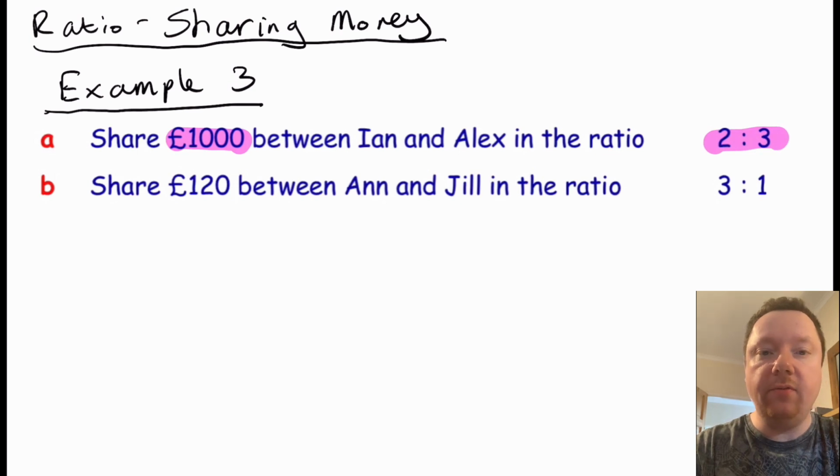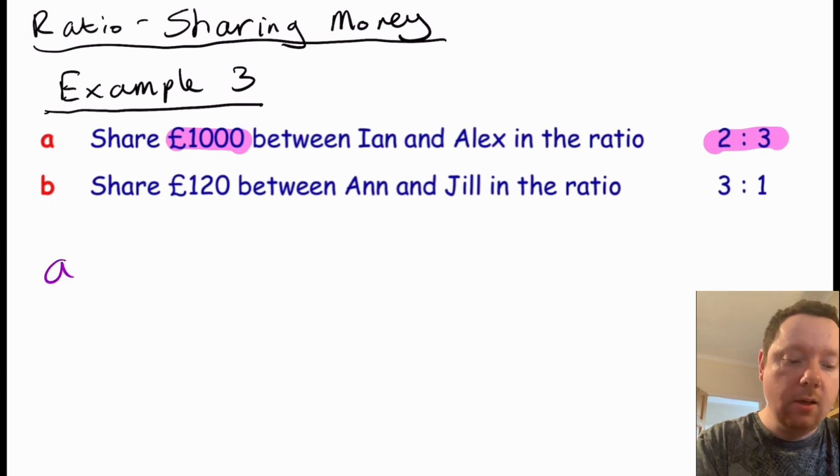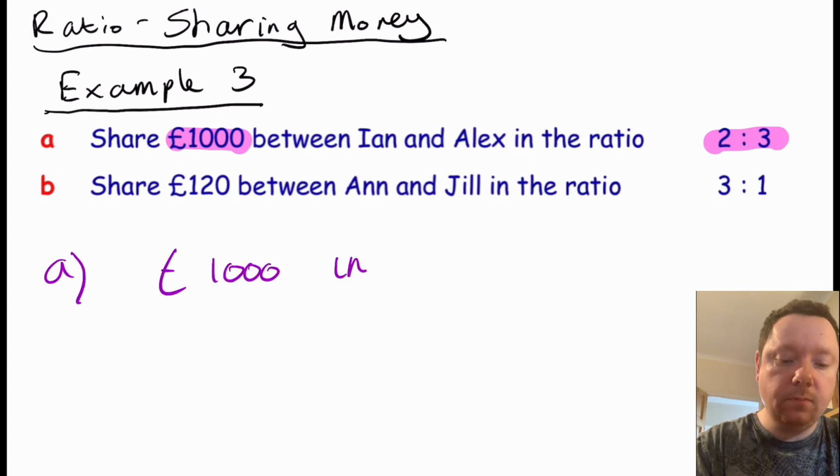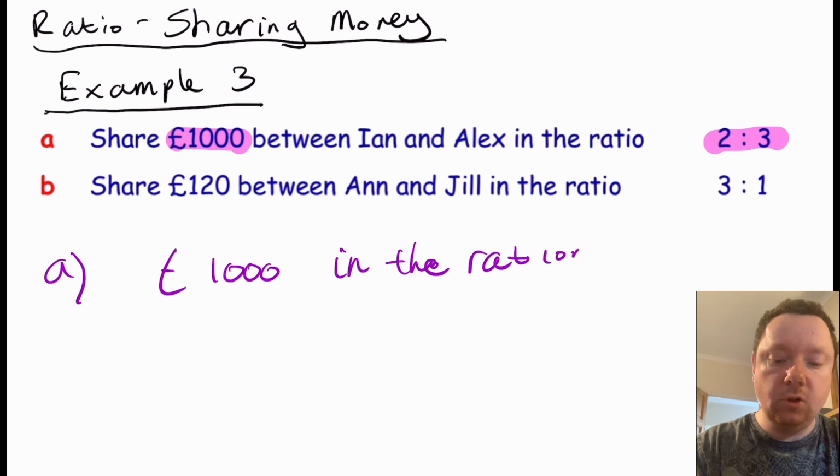So I've highlighted the main things that we need. So it's £1,000 in the ratio 2 to 3.